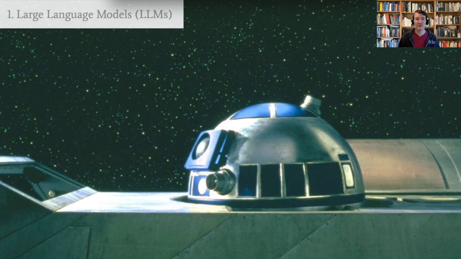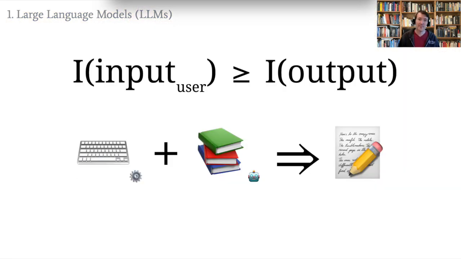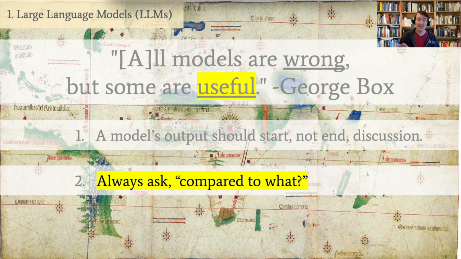So this is where I have to remind you that a model's output should start, not end, discussion. So whatever it produces will always be a draft. That's a given. But that being said, how do we build a workflow around our use of LLMs such that it constructs inputs where the information content exceeds or equals that of the output? And just as importantly, how do we build tools that are actually useful?